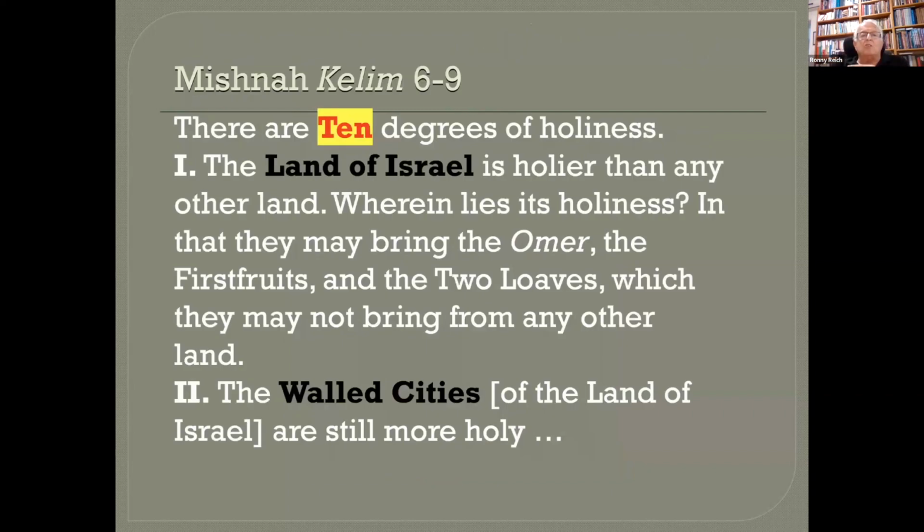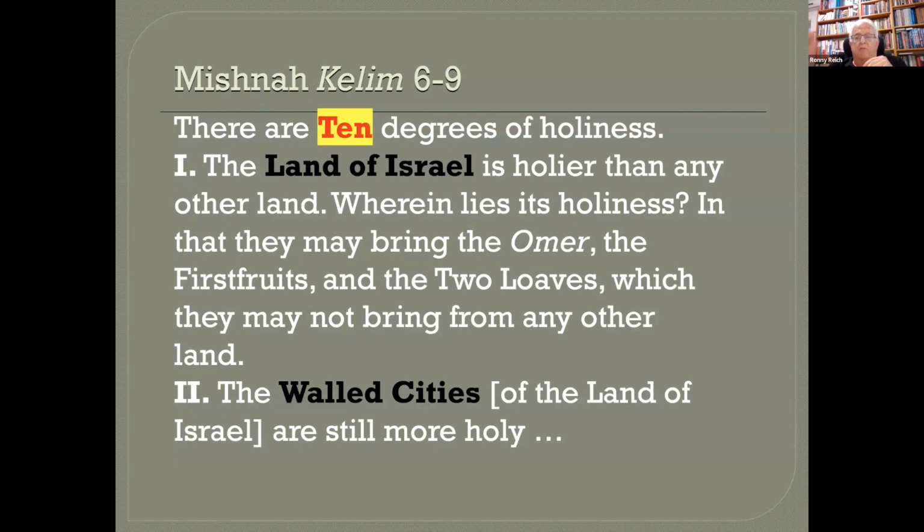So here I read Mishnah Kelim. There are 10 degrees of holiness. The land of Israel is holier than any other land. Wherein lies its holiness? In that they may bring the Omer, the first fruits, and the 2 loaves.